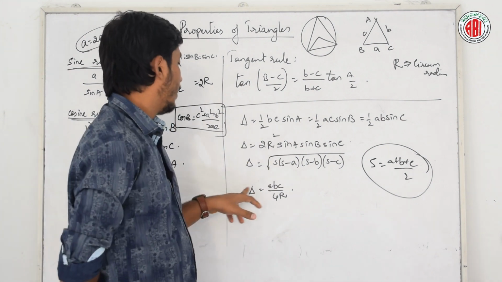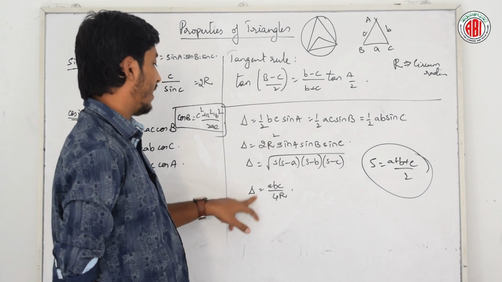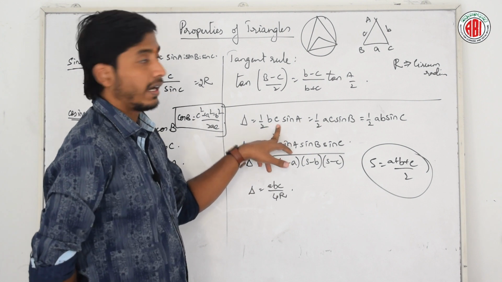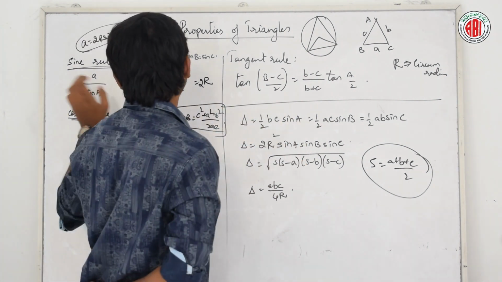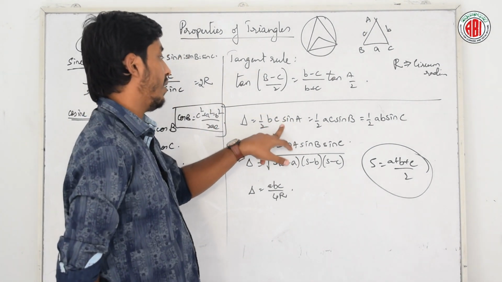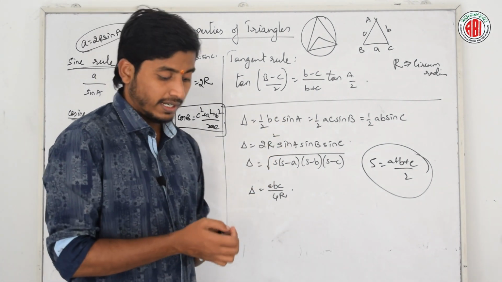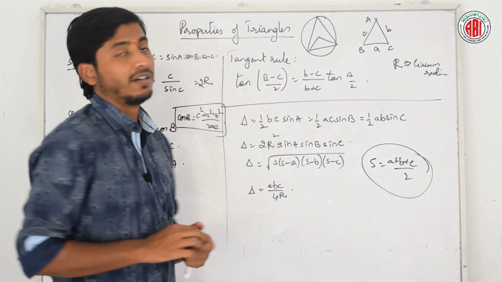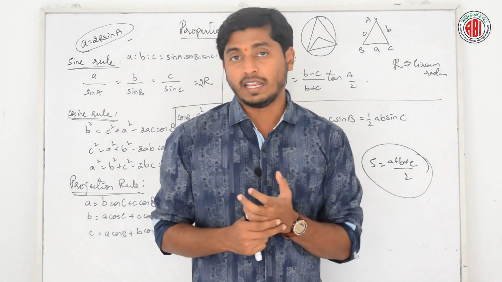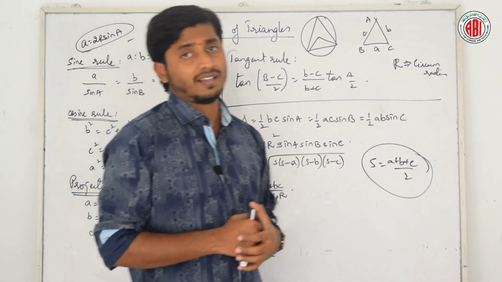Clear? And from this and other different rules, I can even simplify this as delta is equal to abc by 4R. How? Here I got bc, right? Here I got sin A. Can I write sin A as a by 2R? I can write, right? Instead of sin A, if I write a by 2R, this will become abc by 2 into 2, that is abc by 4R. Clear? Did you understand? These are all the basic formulas which we have to remember. Clear? How many rules did we learn for now? Sine rule, cos rule, projection rule, tangent rule and all the formulas of areas.